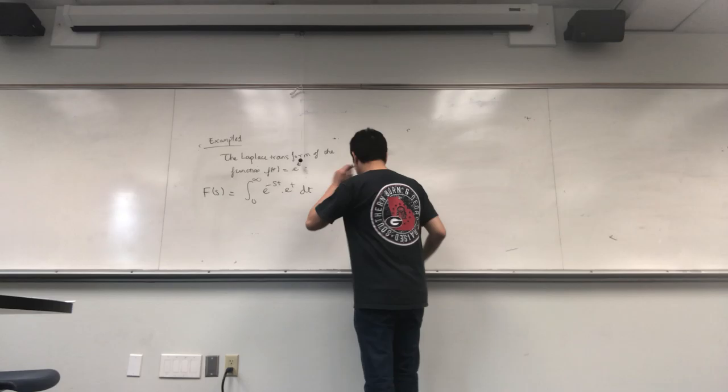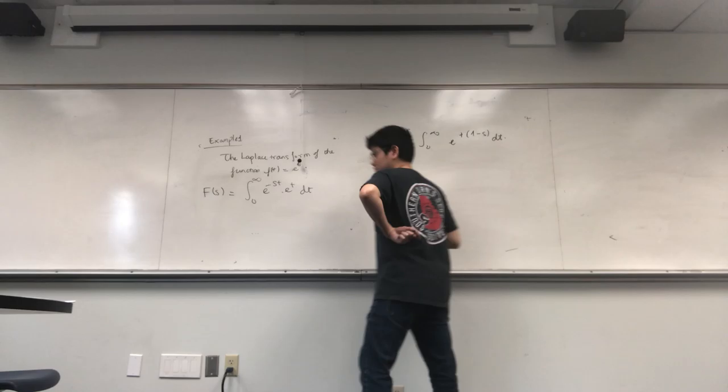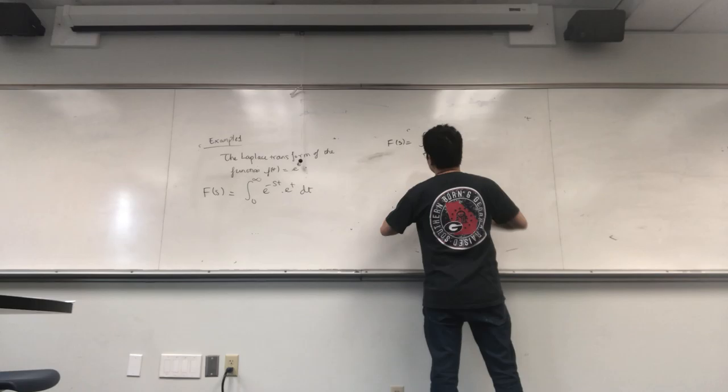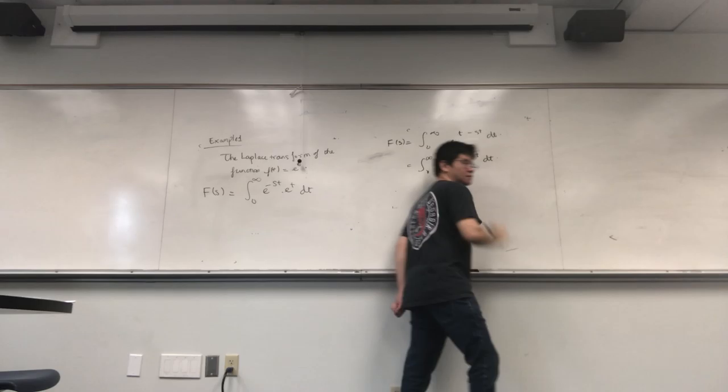So I compute this integral, and this is the integral from 0 to infinity of e to the t times 1 minus s dt, right? So I do it slowly. So F(s) will be the integral of e to the t times e to the minus st dt, and this is going to be the integral from 0 to infinity of e to the (1 minus s)t dt. Alright? Questions?